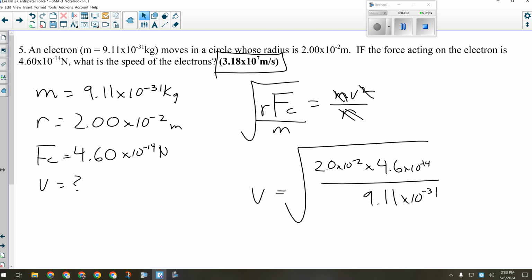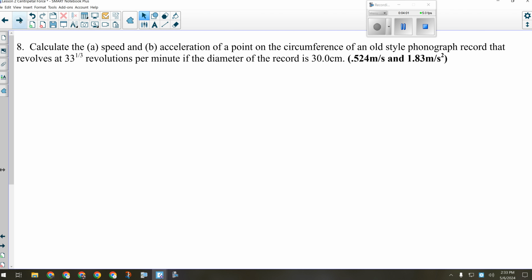How many people are done number 8? Do we need to go over number 8? Now, as I was saying before, number 8's a bit of a generation gap question, in that we're talking about the old black vinyl records. They spin on a turntable. I'm sure you've seen that somewhere along the way. But the big ones used to spin at 33.33333 repeating revolutions per minute.